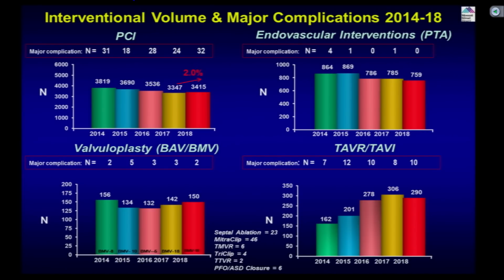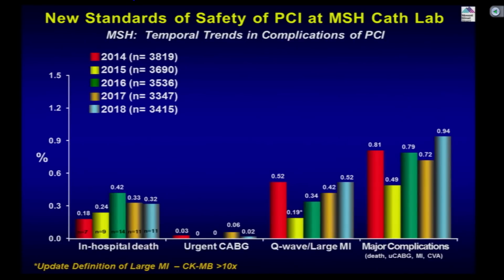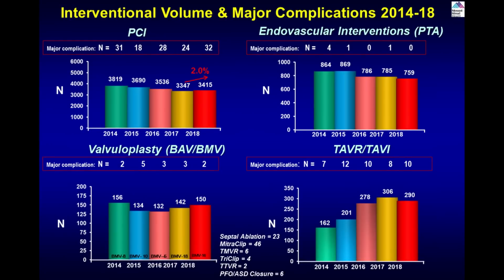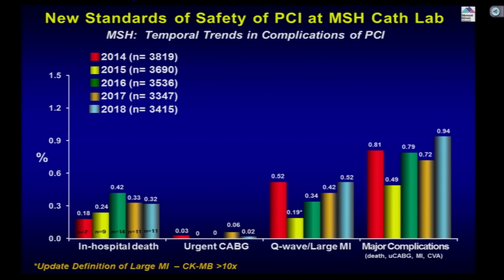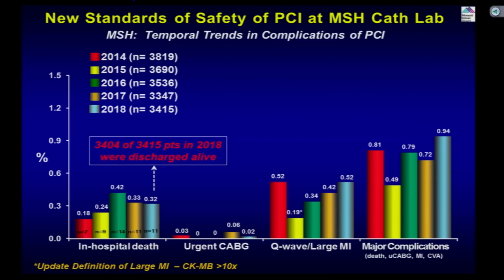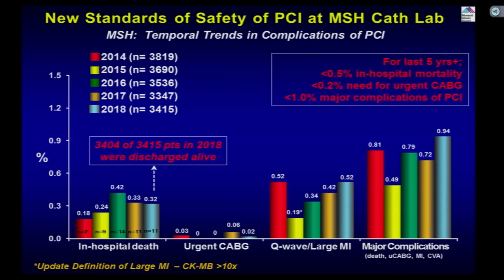More important, which is what we always took pride in, is the complication rate. So this is the last 5 year temporal trend in complications of PCI at Mount Sinai, and you can see the in-hospital death. 11 of the 3415 patients did not go home, with urgent CABG in one patient at 0.002, and overall less than 1% complication. So just to say, we continue to dominate New York and perhaps the entire United States in terms of the volume and the safety of PCI, and 2018 was no different in that regard.